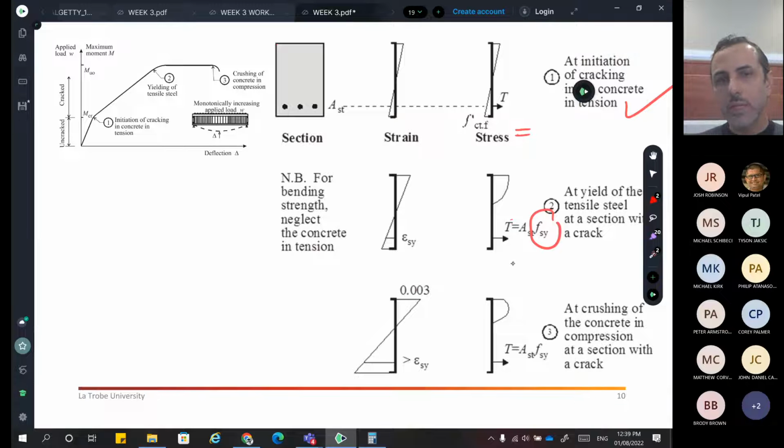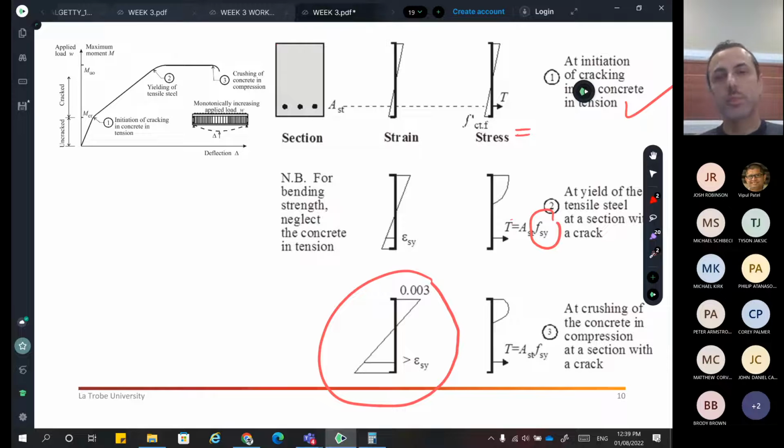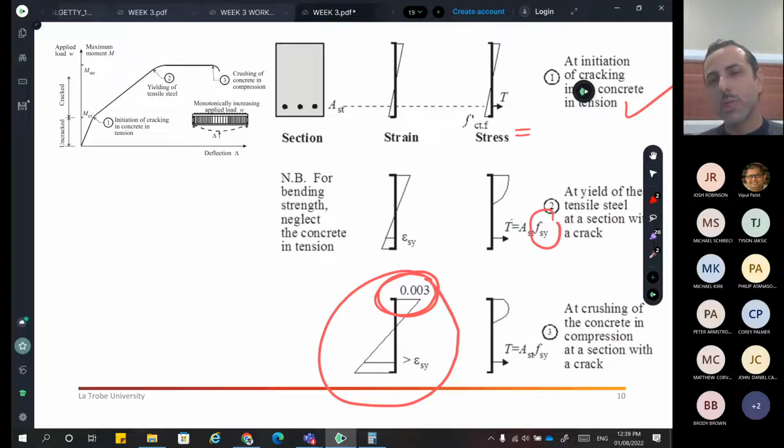So the last phase, that's the killing point. And again, we're going to use this strain. This is a very important diagram here. Whenever we use first principles to plot the strain diagram, we're going to cap it at 0.003, right? Because in week 1 and the last 2 weeks, we said to you, the concrete will get crushed if it's strained more than 0.003, which is 0.3%.